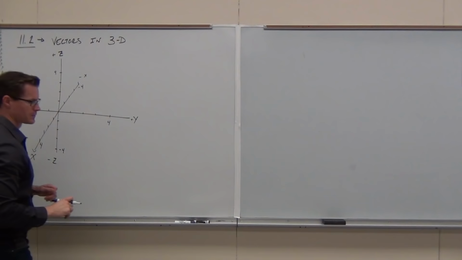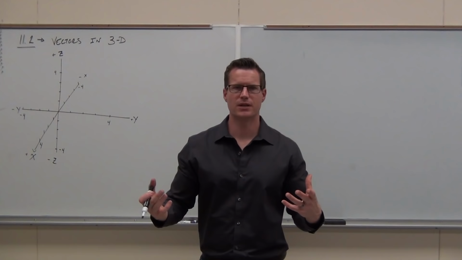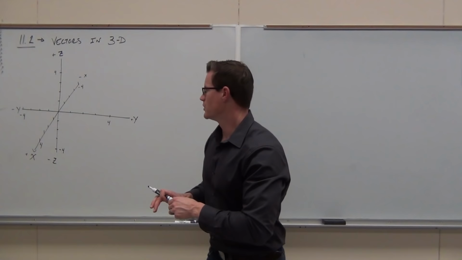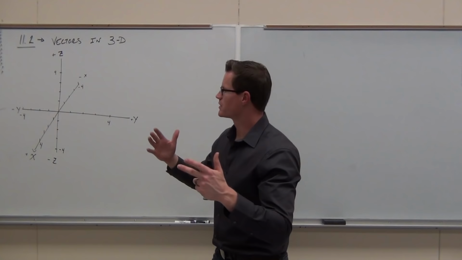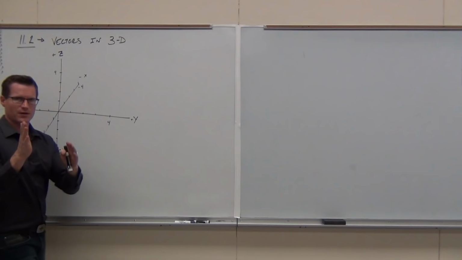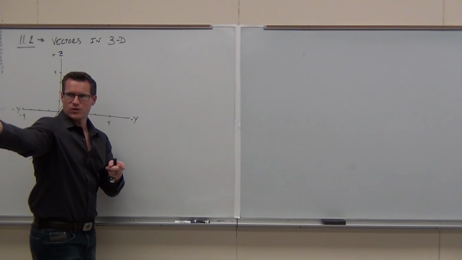Quick head nod if you're okay with that one so far. It's a little funky, right? But it's not 2D anymore, so we have to have a way to represent three dimensions. This is the best we got. So this, by the way, is called the right-hand coordinate system. Here's why it's called the right hand. If I put my hand out where my fingers are going along the positive X, and if I curl them towards the positive Y, my thumb is pointed up towards the positive Z.